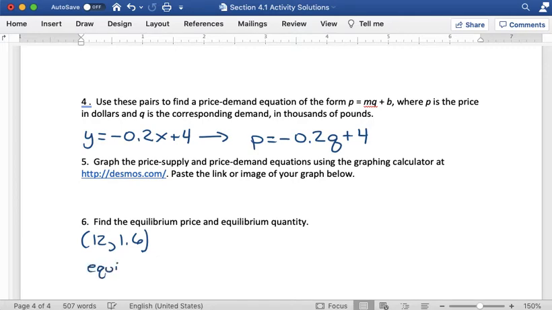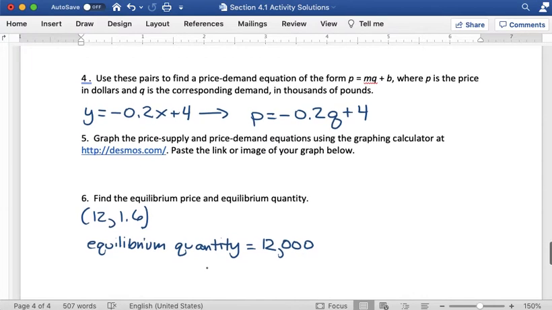So the equilibrium quantity is 12,000, because remember we're dealing with thousands for our x coordinates. And our equilibrium price is going to be $1.60.